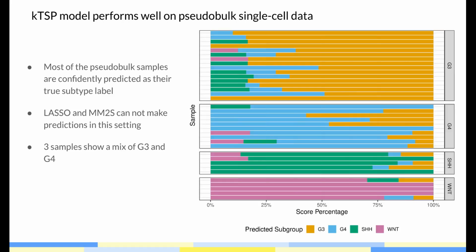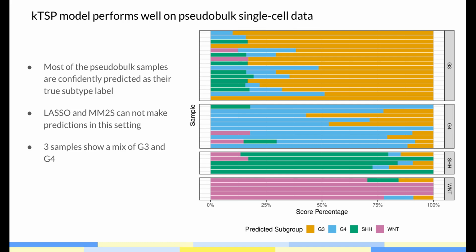And we found that the KTSP model performs well on this pseudobulk single-cell data set. Most of the pseudobulk samples were confidently predicted as their true subtype label. So if we take a look at the plot on the right, on the x-axis, we have score percentage, which is going to be the percentage of the prediction scores that were provided for each sample. So lasso and MM2S cannot make predictions in this setting because, yet again, there were genes in the model that are not present in the pseudobulk data.